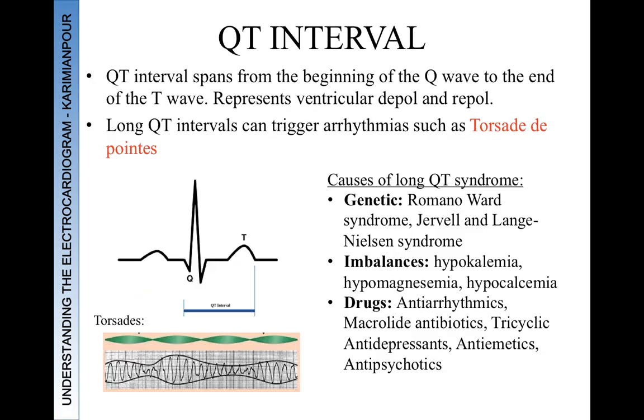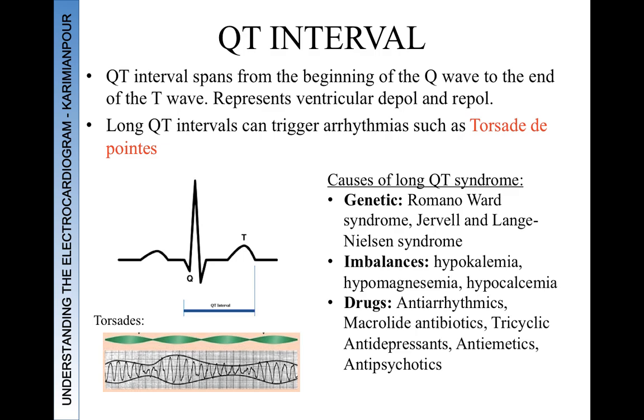All right, so the QT interval, we talked about the QT interval previously, and this is a little bit more detail into that. The QT interval we said obviously starts with the Q wave and ends with the T wave, and it's the duration in which the actual ventricular depolarization and repolarization and the ventricular contraction and ejection of blood occurs. QT intervals can trigger arrhythmias if they're prolonged, such as torsade de pointes.